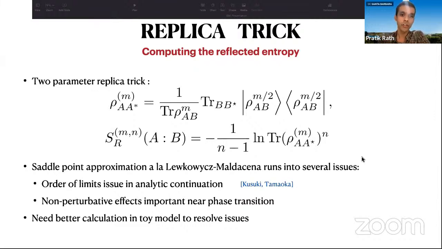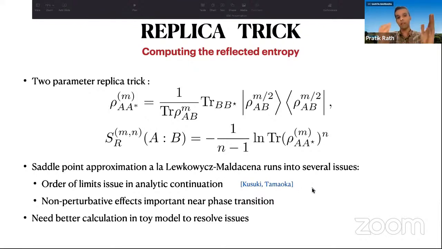This analytic continuation firstly suffers from an order of limits issue. Note that we have these two parameters that we want to analytically continue to 1. And depending on how you do this analytic continuation, you get different answers. This was pointed out in this particular paper. And so it wasn't clear that there's a principled reason to consider one particular choice of analytic continuation and how to see that it gives the physically correct answer. So that was one issue.